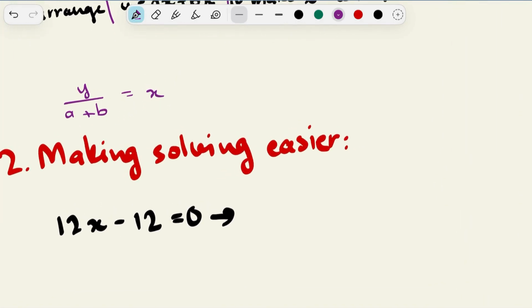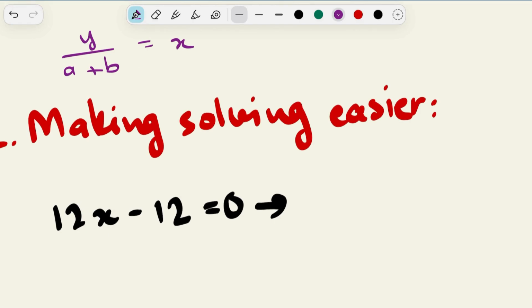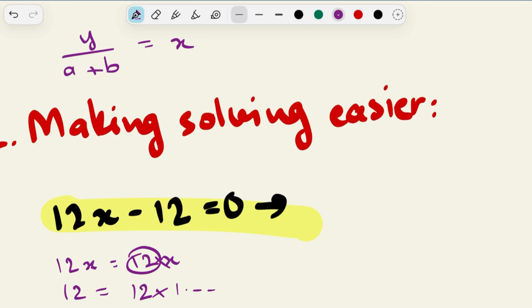Now we can also make solving easier. So for example, you've got 12x minus 12 is equal to 0. Let's go ahead and factorize this. So 12x is equal to 12 times x. I'm not going to bother simplifying 12, because when you write 12 it's just 12 times 1, and we can simplify it more, but we're already seeing this large factor over here, so we don't need to break it down further.